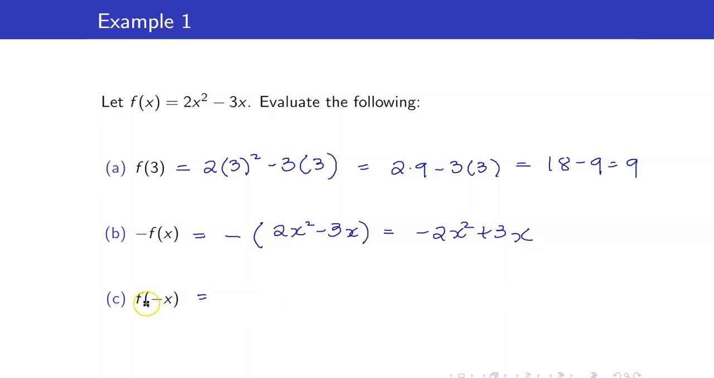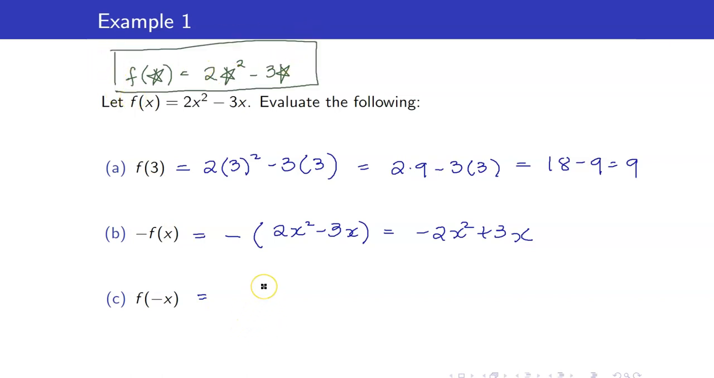What about this one? We have f of negative x. If you already have expressions involving x inside your function as inputs, it would be better if you will represent your f of x as, let's call this f of star. What is this saying? F of star is equal to 2 times your input star squared minus 3 star. So therefore, I will just look at this one, my f of star.